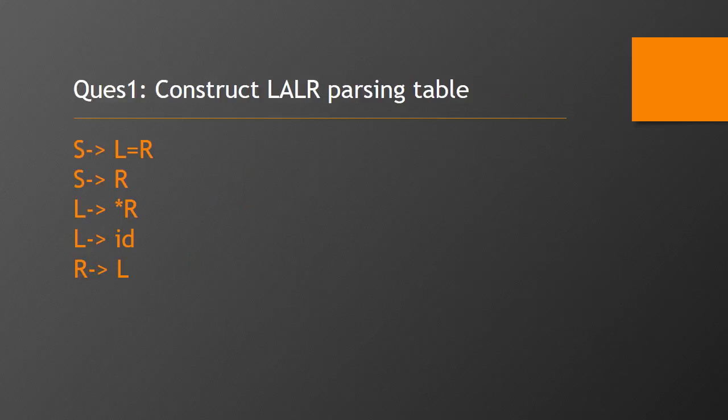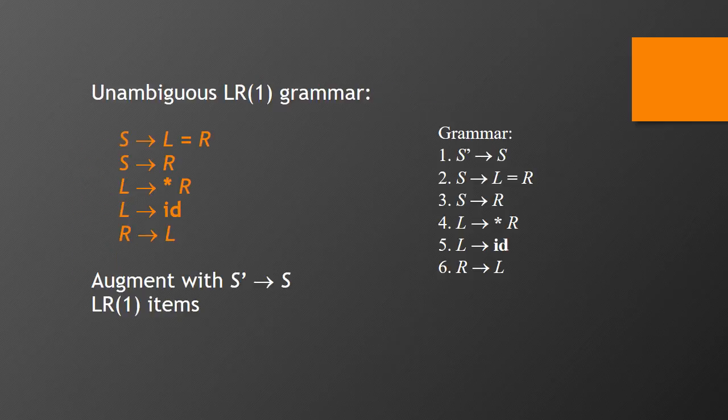In this question we are going to explain construction of LALR parsing table. The grammar is: S gives L equal to R, S gives R, L gives star R, L gives ID, R gives L. So the unambiguous LR1 grammar is given. We will augment S dash gives S, and then construct the LR1 items. The grammar becomes S dash gives S, S gives L equal to R, S gives R, L gives star R, L gives ID, R gives L.